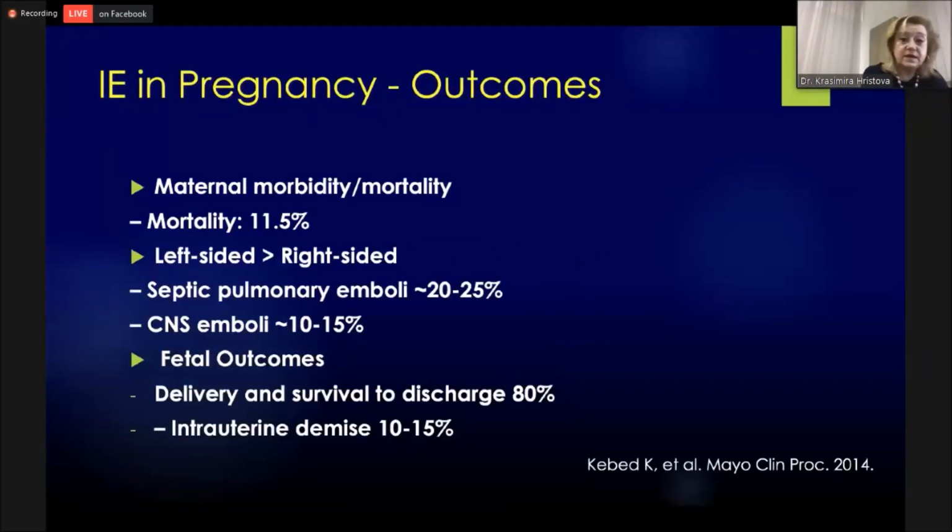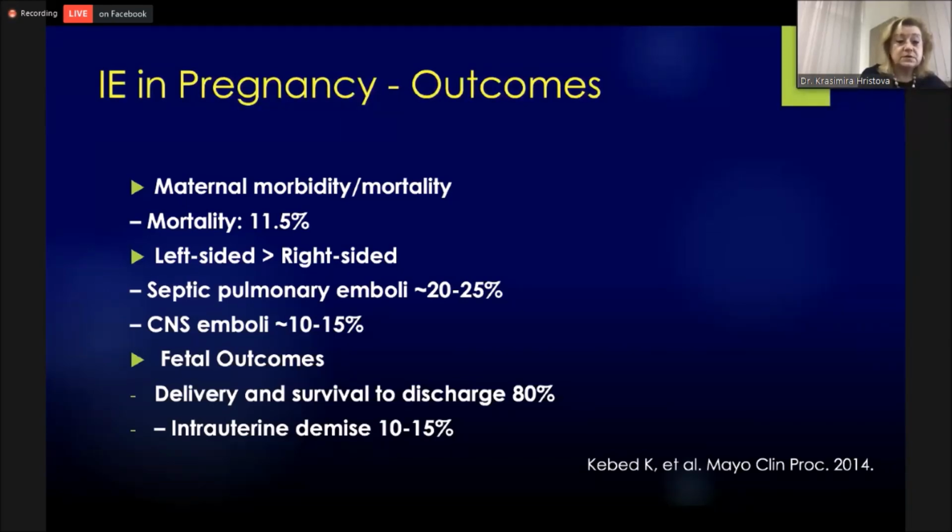Another group in which infective endocarditis is not often encountered is pregnant women, but the outcomes are very difficult to analyze, and this is one of the causes of maternal morbidity and mortality with a high risk. Around this, we could find left-sided endocarditis, and less on the right side. We could find septic pulmonary embolism, which is around 20 to 25% in this group. And central nervous system embolism is very common in pregnant women.